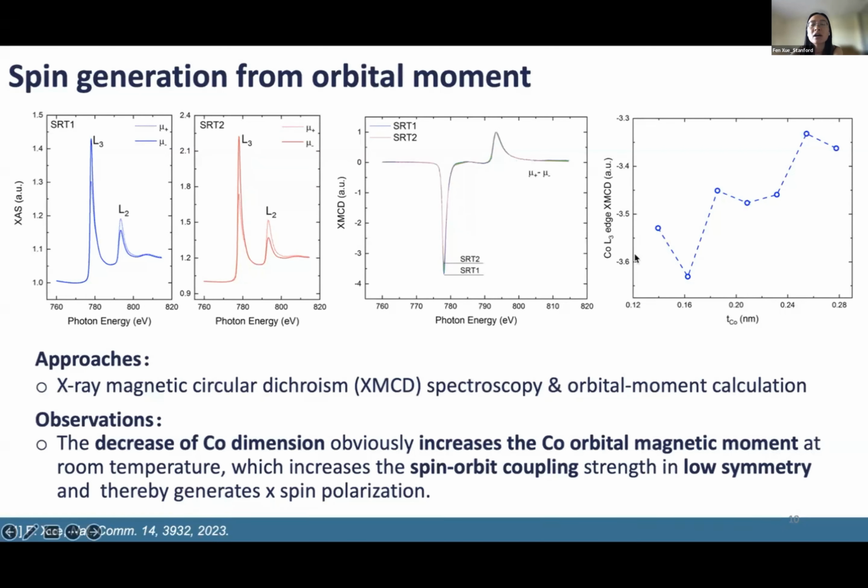This kind of measurement and calculation for orbital magnetic moment was first done by Professor Gambardella's group, and they did find, with different cobalt dimensions on platinum, a huge change of the orbital magnetic moment measured at 10 Kelvin. And this time the difference is we measure at room temperature. So the conclusion is very consistent. Their work was published in Science and Nature in 2002 and 2003, long time ago.